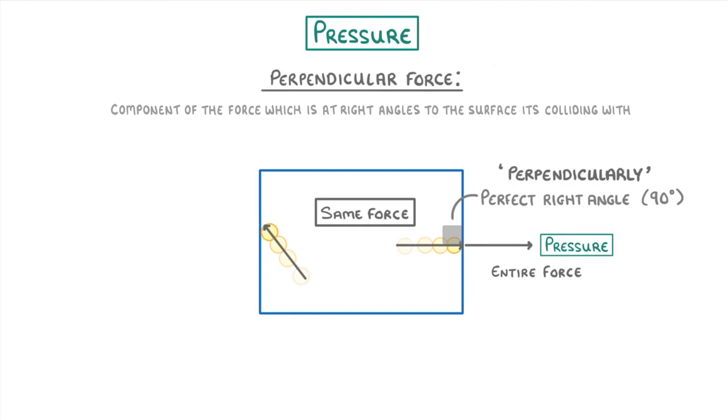In contrast, for this particle on the left, only a small component of its force would be perpendicular to the container, as we can see if we split its force into vertical and horizontal components. This means that it's only this much smaller force that would be used to create pressure. In practical terms, just think of it as the difference between a head-on collision and grazing a wall at an angle.